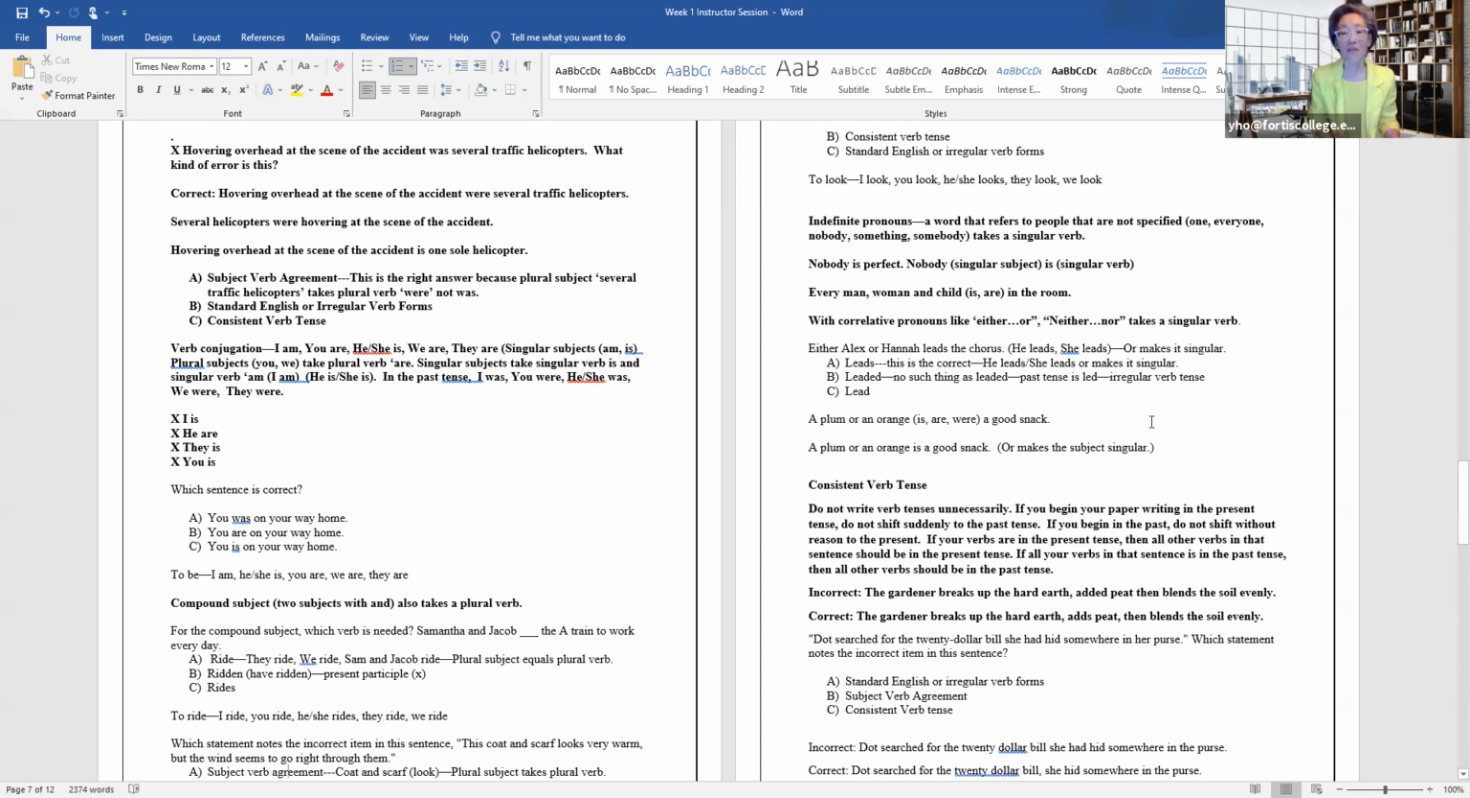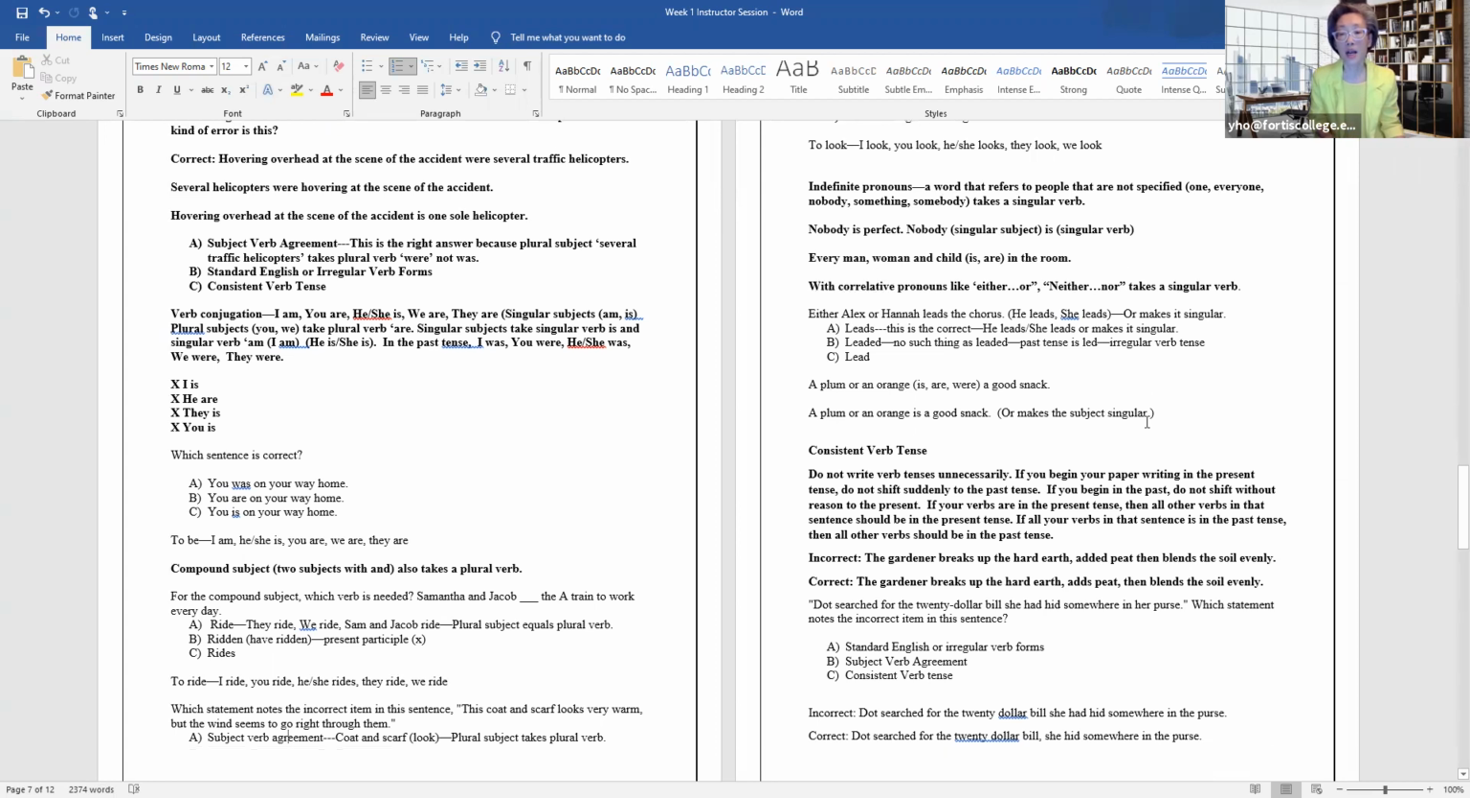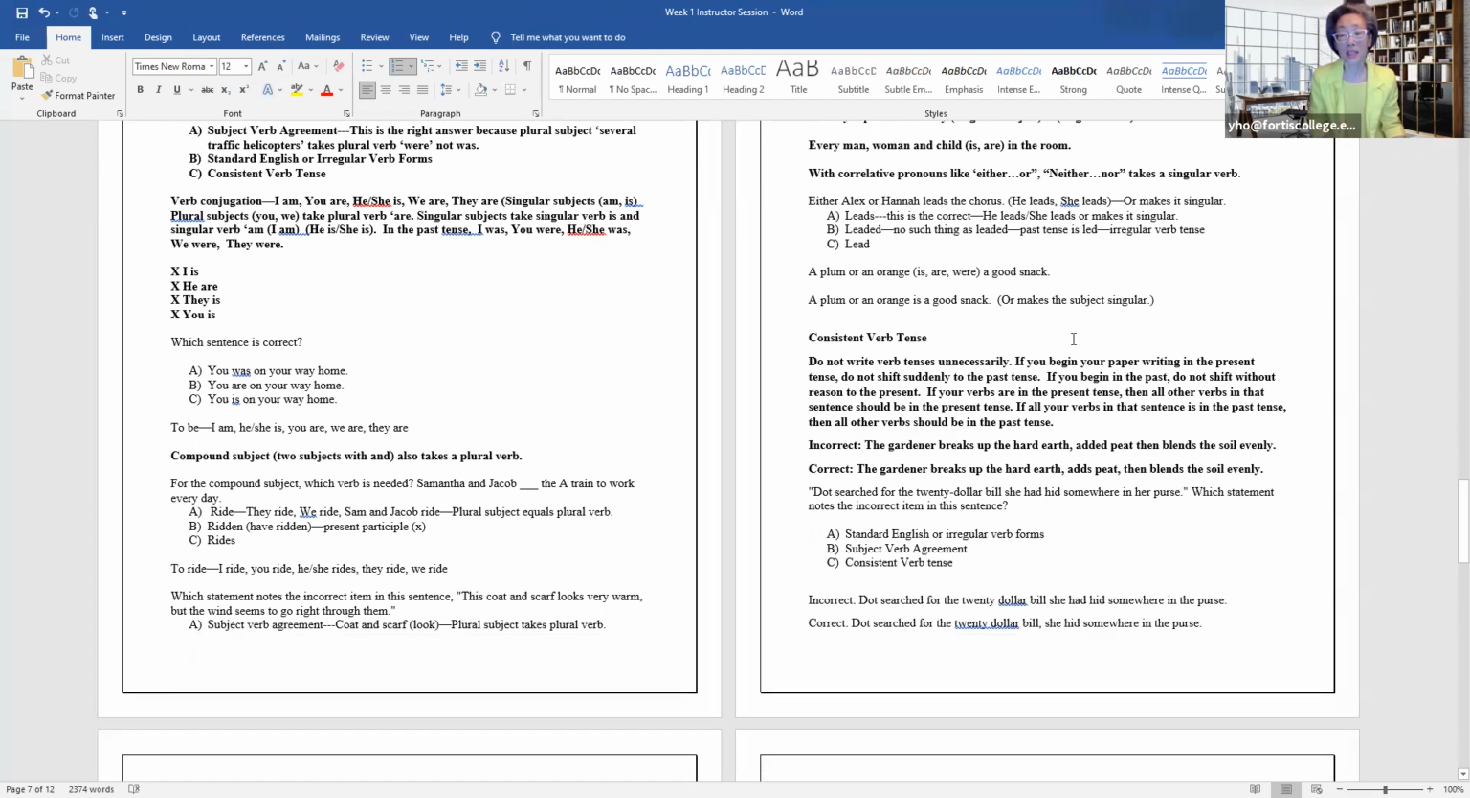And so here you have a plum or an orange, and that becomes is a good snack. A plum or an orange is a good snack. Or is the one that makes it singular.